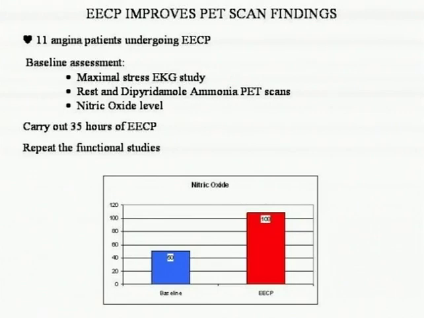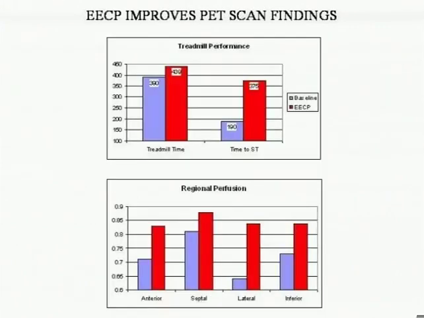And you're going to measure nitric oxide levels, carry out 35 hours of ECP, and reevaluate. You see that nitric oxide levels double. We've seen that before. Treadmill time improves by 49 seconds. Time to ST depression, time to supply-demand mismatch, doubled from 190 to 375 seconds because you improve the blood flow. And regional perfusion on the PET scan improves.